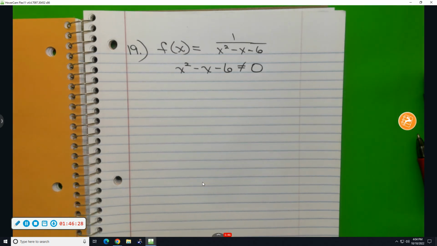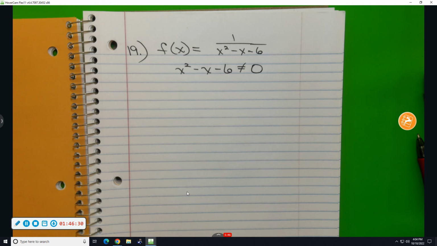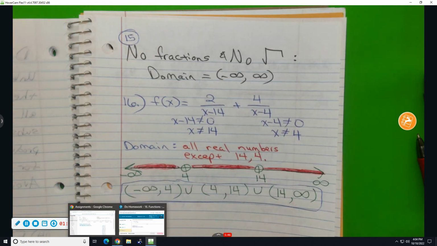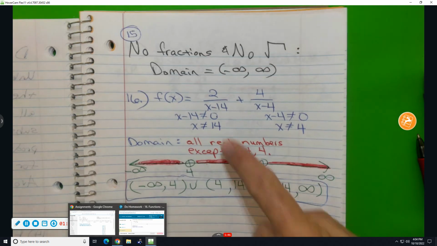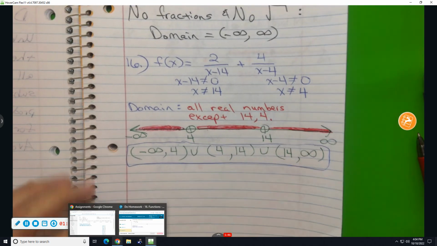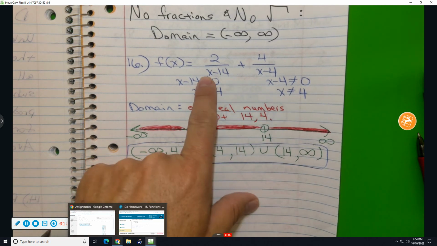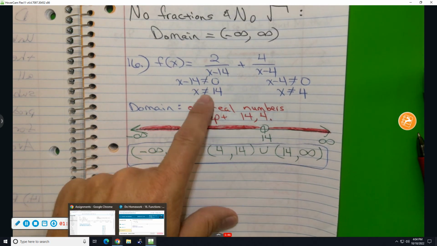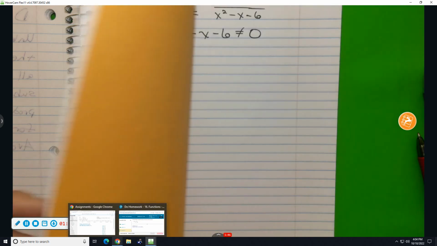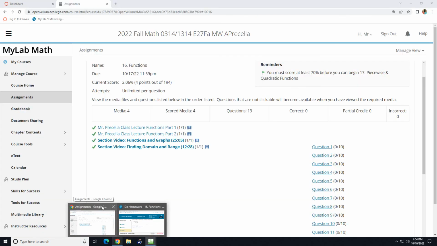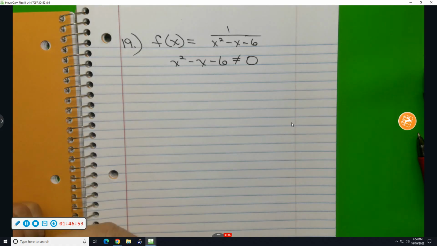Now go back to that one that Tony was trying to reference. There, 16. This was easy because the things were all just linear factors. We didn't want them to be 0. Well, this thing isn't linear factors. What are we going to have to do? X squared minus x minus 6. What are we going to have to do to that left side?